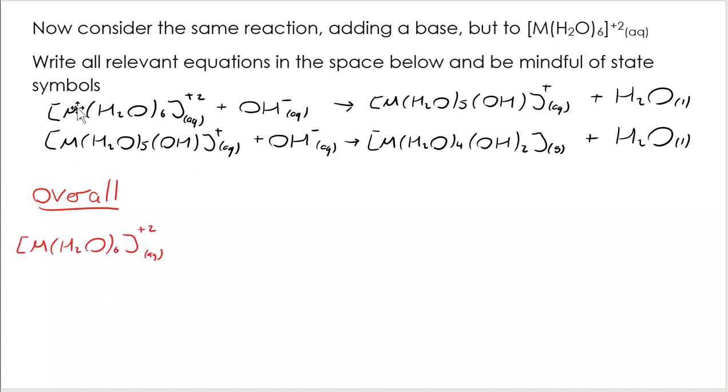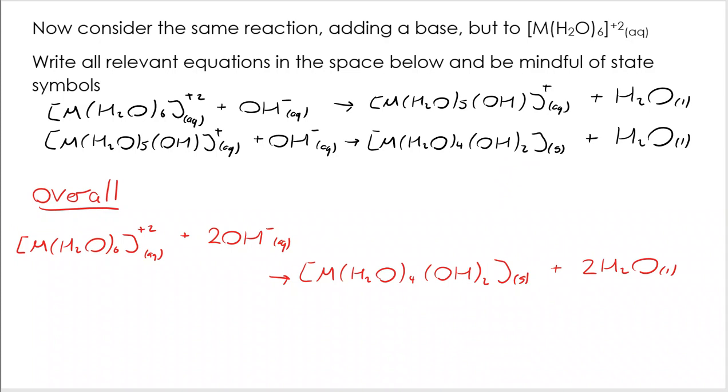Well, we're starting with our M(H2O)6 2+, but I'm adding 2 OH minuses because I added one to make this and another one to make this. That's going to take me to my final complex, M(H2O)4(OH)2, solid, no charge, and that means that in doing so we have made 2H2O. So always read the question carefully.